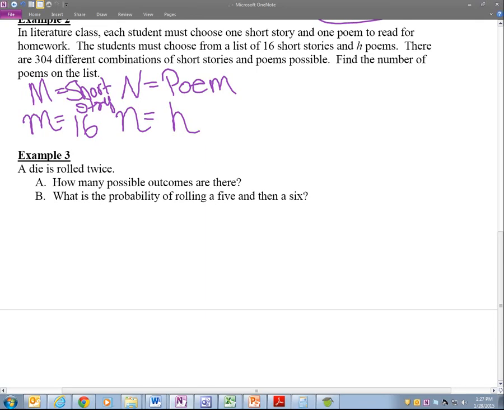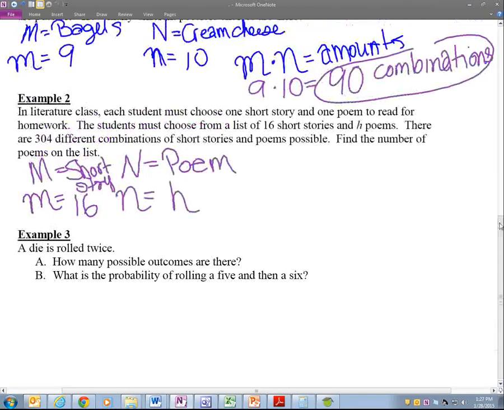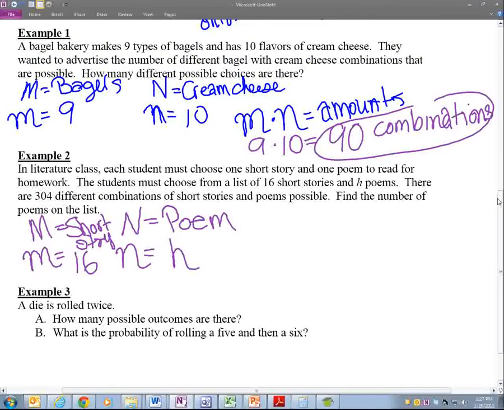But then it's not done. It says there are 304 different combinations of short stories and poems possible. Find the number of poems. How is this different than what we did here? What's happening in this situation?